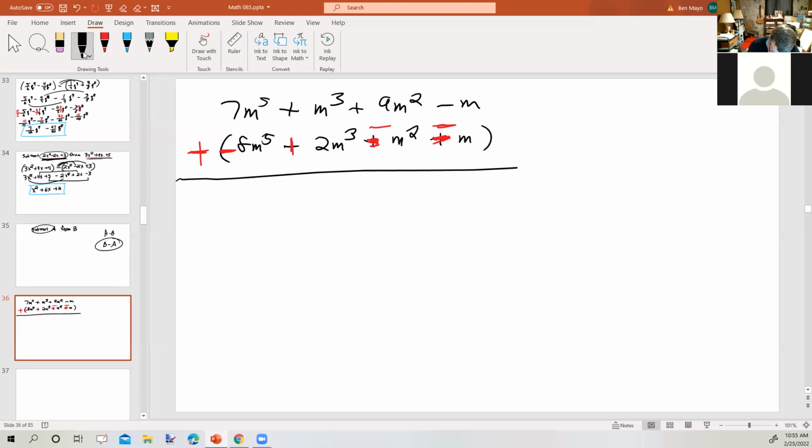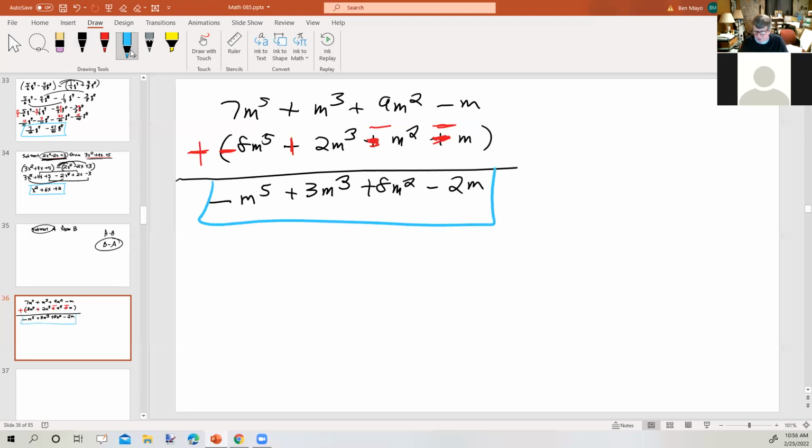So I've got, let's see, what is this? 7m to the fifth plus negative 8m to the fifth is negative 1m to the fifth. Okay. M cubed plus 2m cubed is plus 3m cubed. 9m squared plus negative 1m squared, excuse me, is plus 8m squared. And negative m plus negative m is negative 2m. How are we doing? You okay with that? Again, that's a little bit tricky.